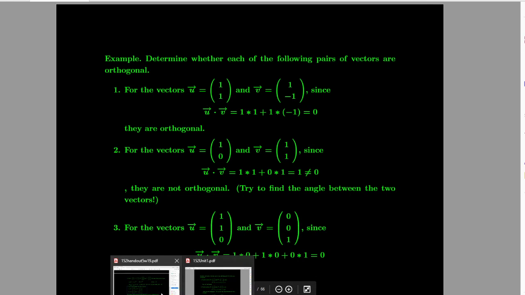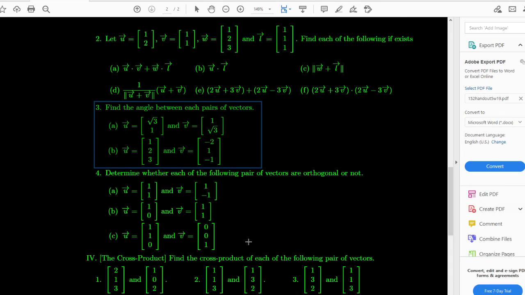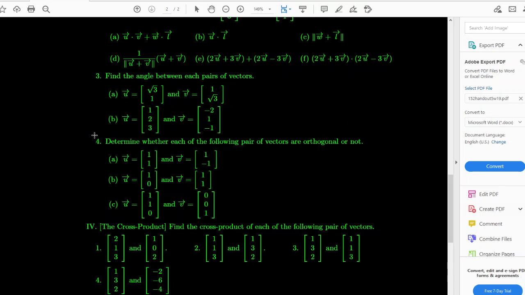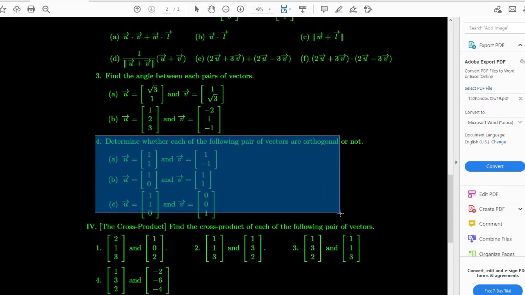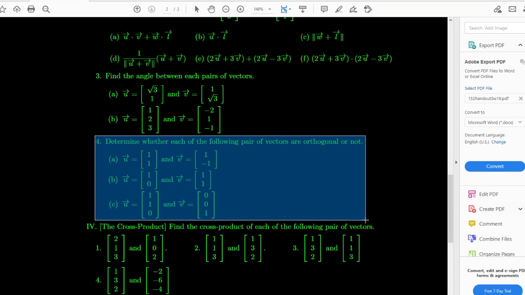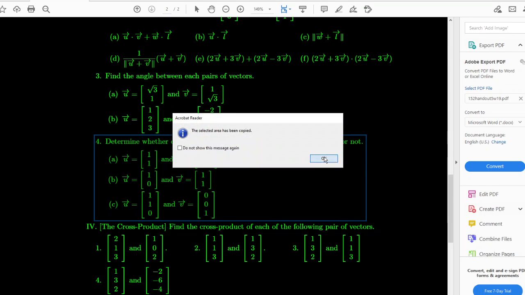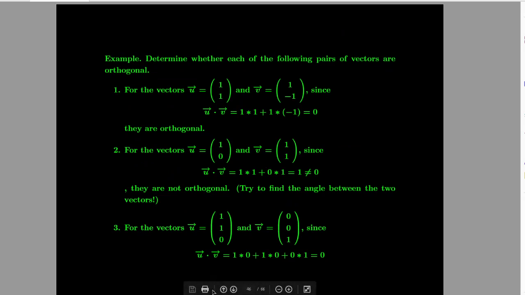I have a few questions designed to illustrate if two vectors are perpendicular or not. All these questions are simple. So let's just look at the PDF. In the question, I'm asking you to determine if the following pairs of vectors are perpendicular, orthogonal, or not. Again, orthogonal means perpendicular. It's a more formal name for perpendicular.